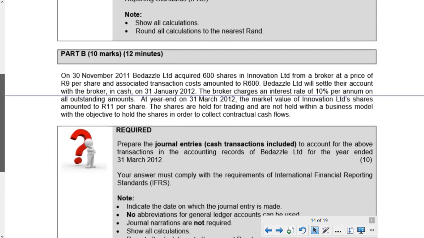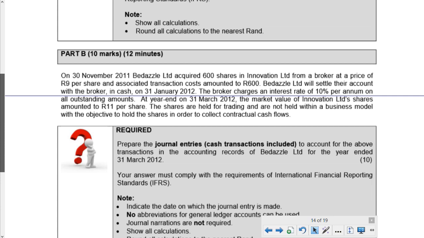We can see when, because here's the year end, 2012. It's for 10 marks. That's more or less how much these financial instrument questions are. It's not masses of marks. They're about 10, sometimes 7 marks. And they ask you to prepare the journal entries, cash transactions included, to account for the above transactions in the accounting records of Bedazzle for the year ended 31 March.